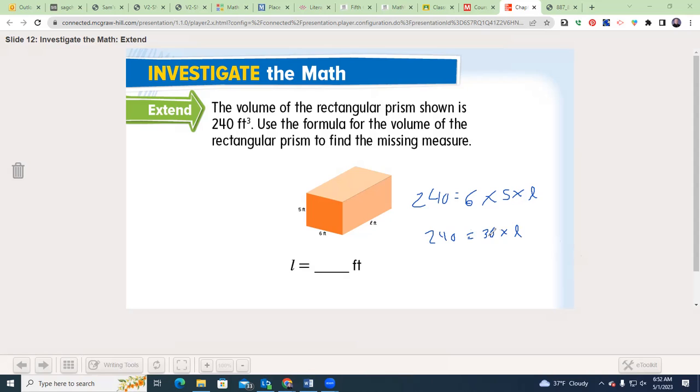I still want to get rid of this 30 so that L is alone and I have an answer. So the inverse operation of multiplication is division. I can divide both sides by 30. So 30 divided by 30 is 1. That's going to leave the L alone. And then I cross out a 0 here. 24 divided by 3 is 8. So my missing side is 8 feet long.